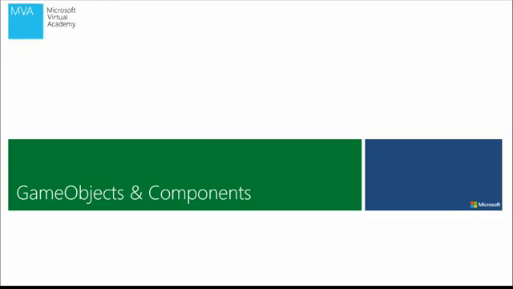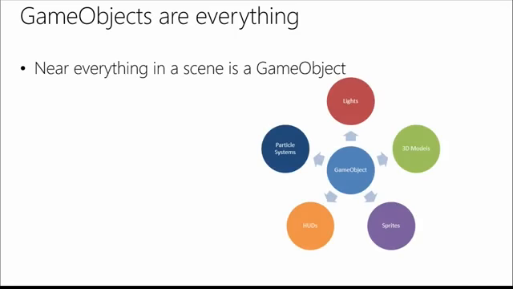All right, let's talk about next, game objects and components in your scene. Game objects are everything. Virtually everything that's in a scene is a game object. So whether you're talking about lights, particle systems, those 3D models we brought in, heads-up displays, everything is a game object.